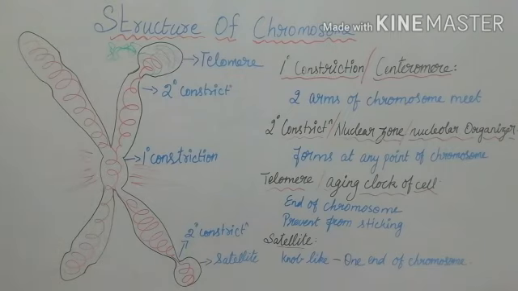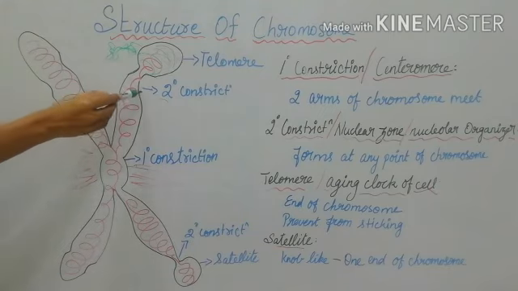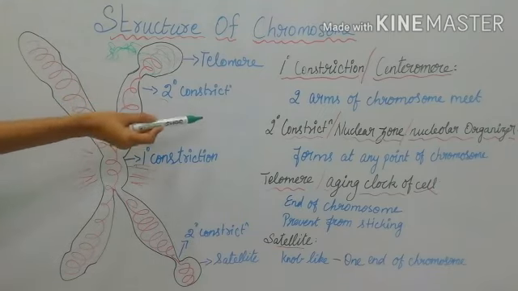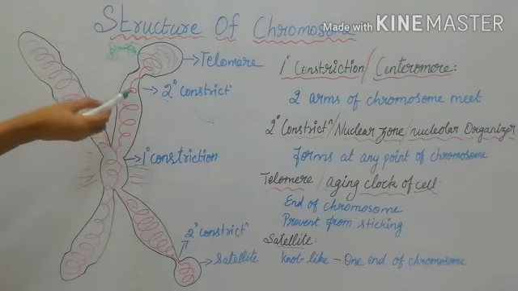This chromosome consists of a narrow zone, which is called the constriction. There are two types of constriction: the primary constriction and the secondary constriction. The primary constriction is also known as the centromere, and it is formed when the two chromatids meet at a point. That is the primary constriction. And the secondary constriction is the zone for the formation of the nucleolus in the nucleus. Hence it is known as the nuclear zone or nucleolar organizer, and it can form at any point of the chromosome.